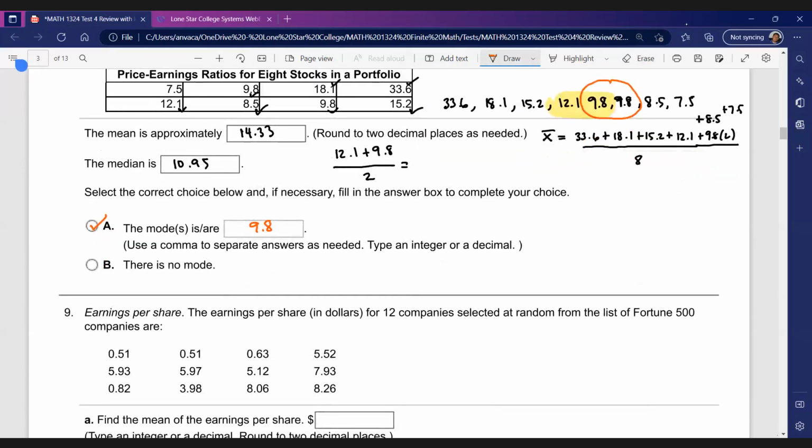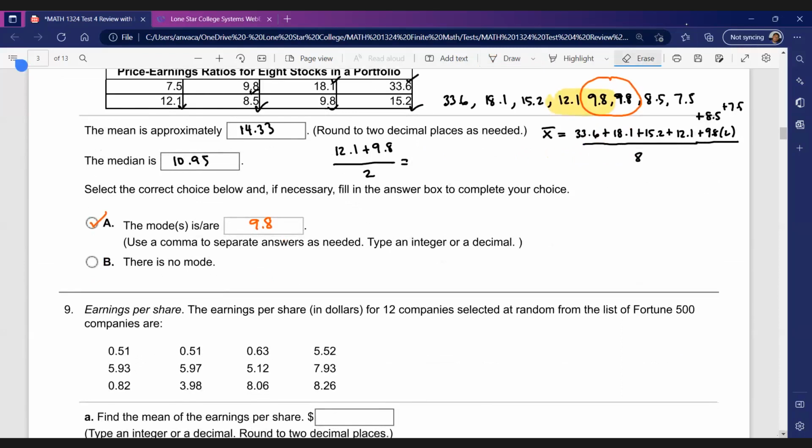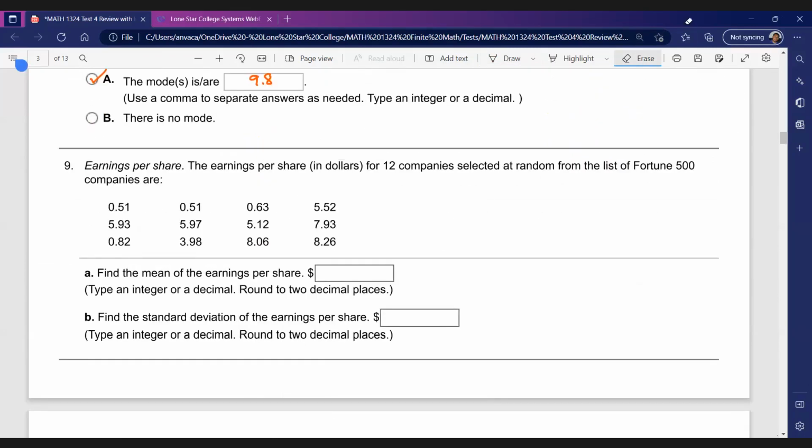If in the example that you see in your test you actually see more than one mode, then make sure you separate them with a comma and then write the other number. But in this case, there was only one, so I'm just going to write that one. All right, let's move on to example number 9.